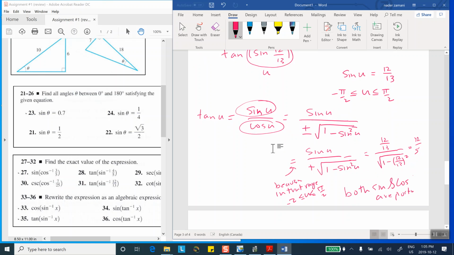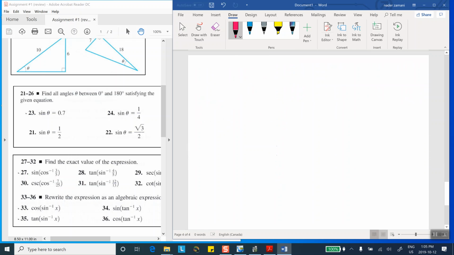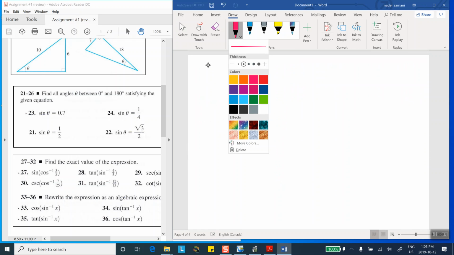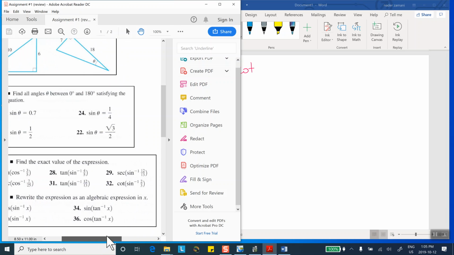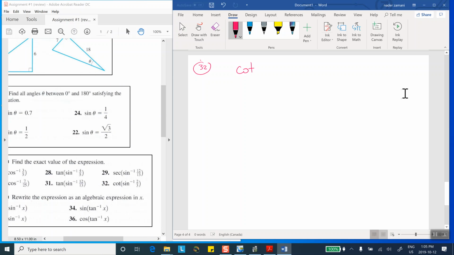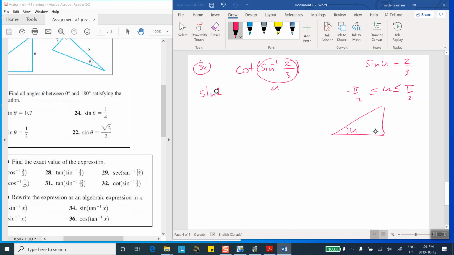Okay, the last problem from this group, number 32. We want cotangent of sine inverse of 2 over 3. Solution 1, call this thing u. So we have sine of u equal to 2/3, and u is between pi over 2 and minus pi over 2. Draw a triangle. There is your u.